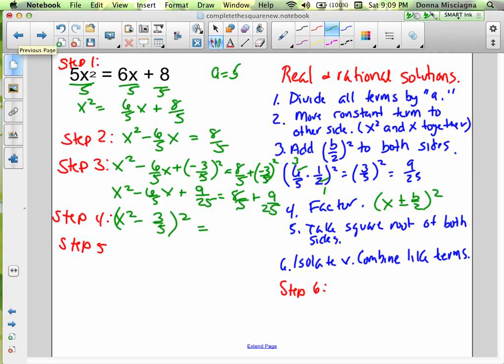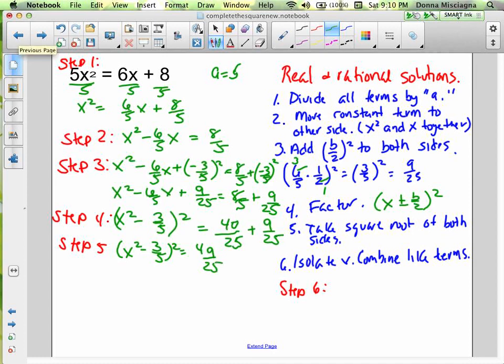We need a common denominator, so we have to multiply numerator and denominator of 8/5 by 5, right? So that's going to be 40/25 plus 9/25. That gives us x minus 3/5 squared equals 49/25. So now we'll take a square root of both sides.